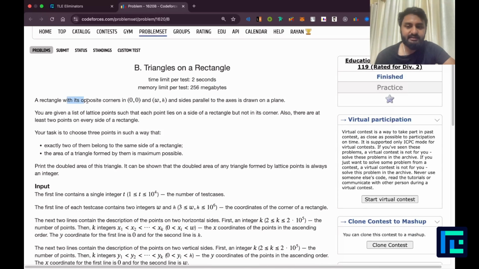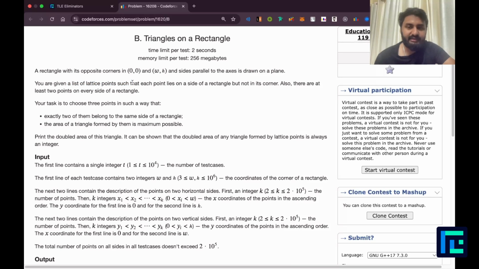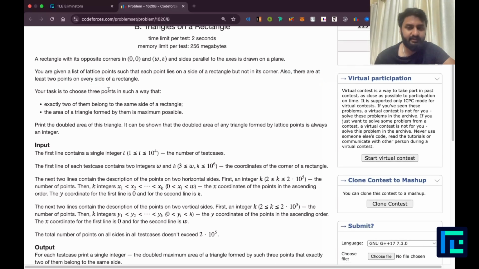A rectangle with its opposite corners (0, 0) and (W, H) and sides parallel to the axis is drawn on a simple plane. You are given a list of lattice points such that each point lies on the side of the rectangle and not on its corner. Also, there are at least 2 points on every side of the rectangle.